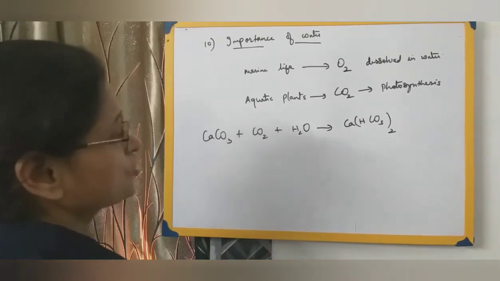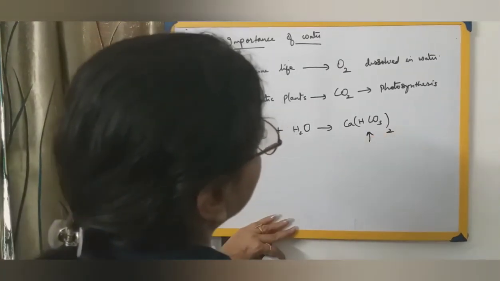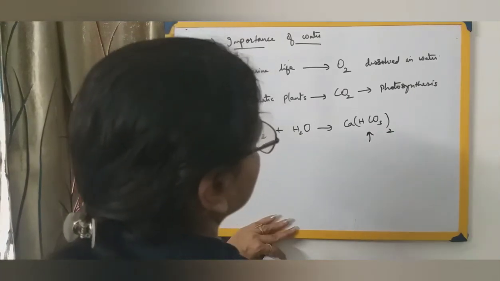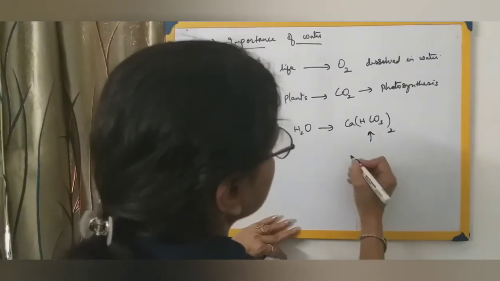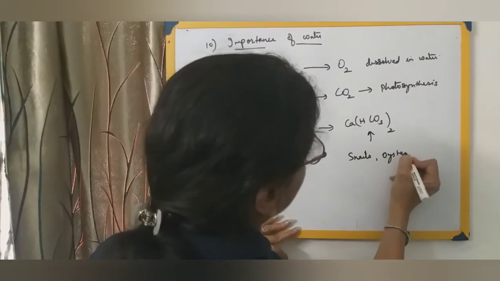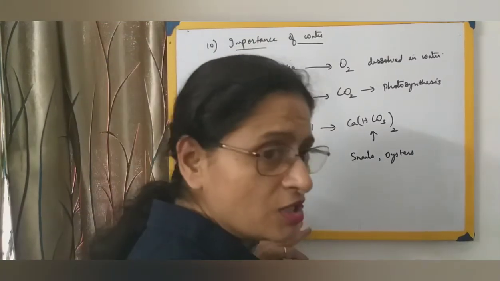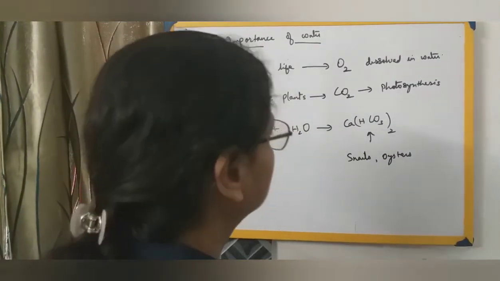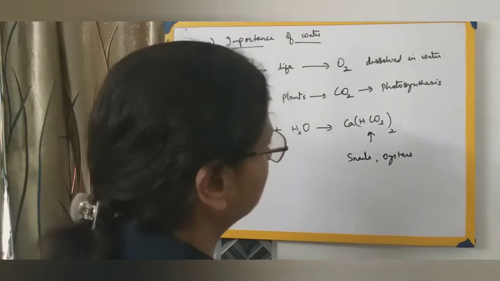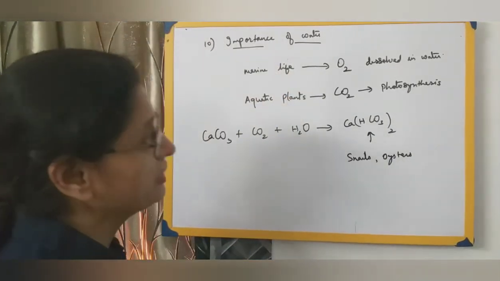So how do they make the shells of calcium carbonate? From this calcium bicarbonate, snails and oysters will extract calcium carbonate, and the shells on their body will be made because of this. So this is how water is important to us, that is, we human beings.